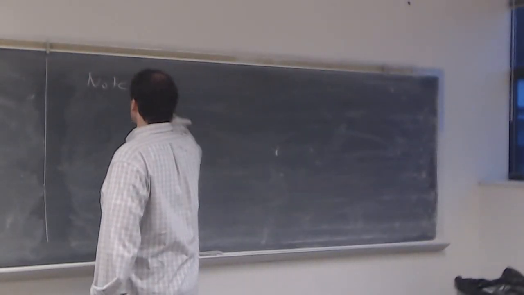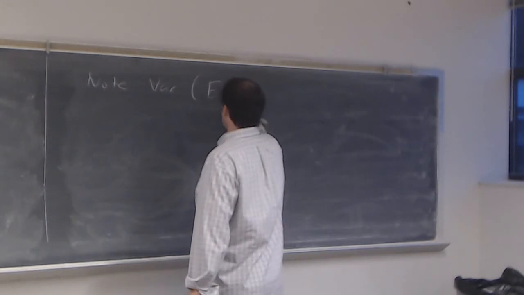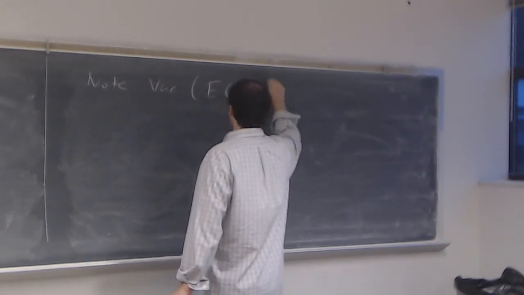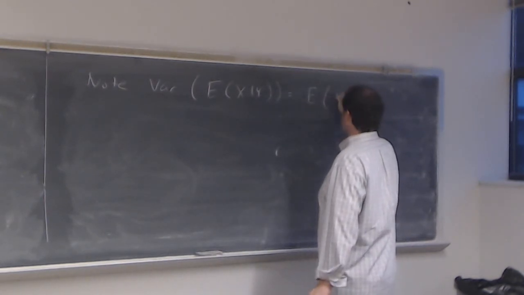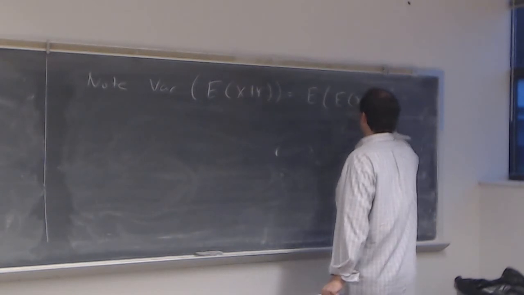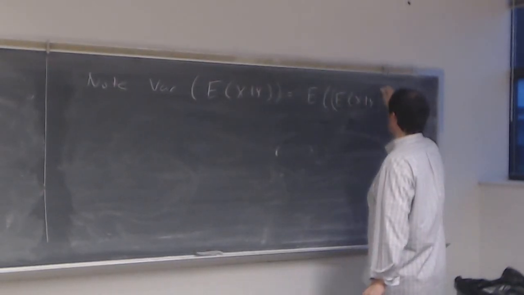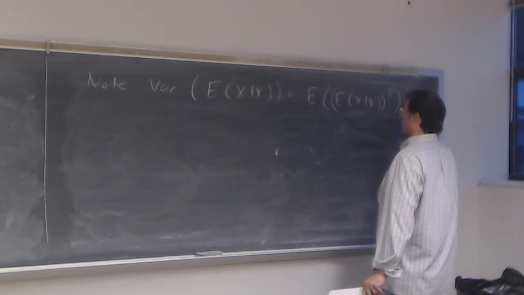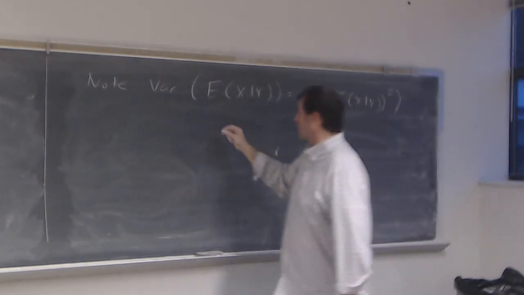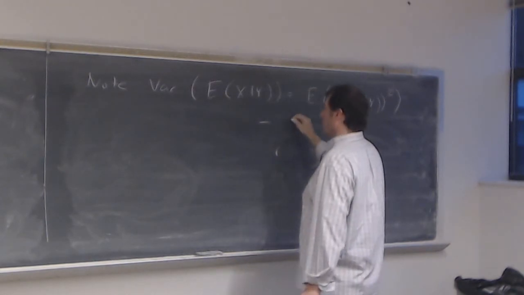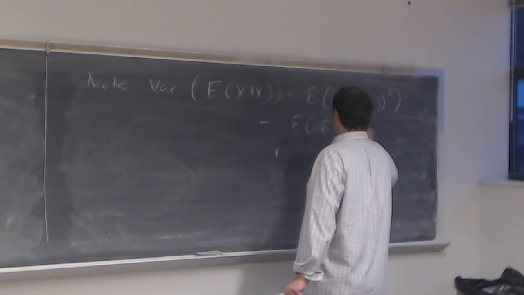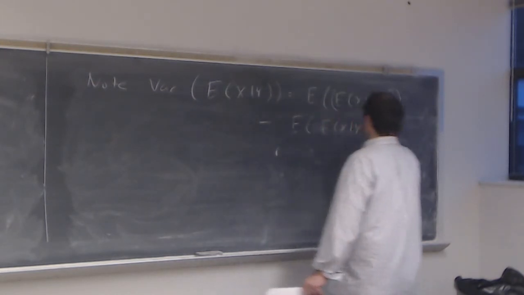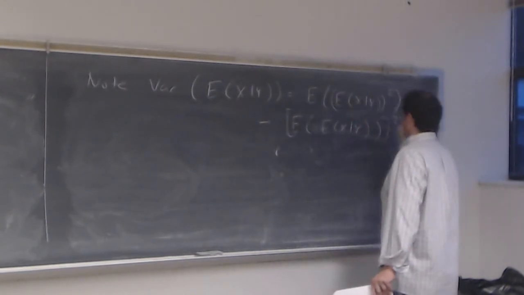Okay, so note the variance of the conditional expectation of x given y. Well, by definition, that's going to be the expected value of the conditional expected value of x given y, squared, and then minus the expected value of the conditional expected value of x given y, all that to be squared in this fashion.